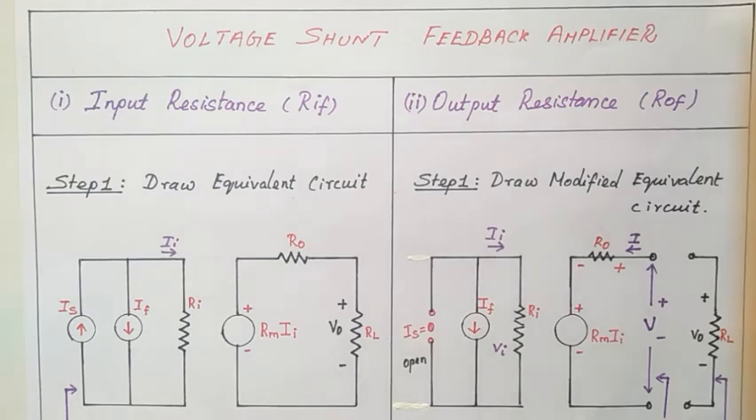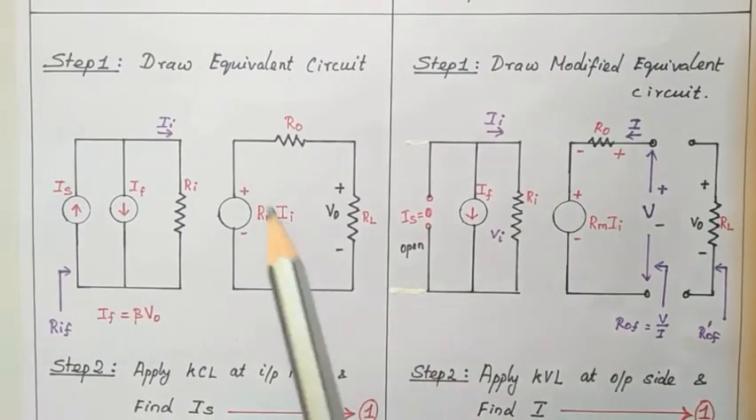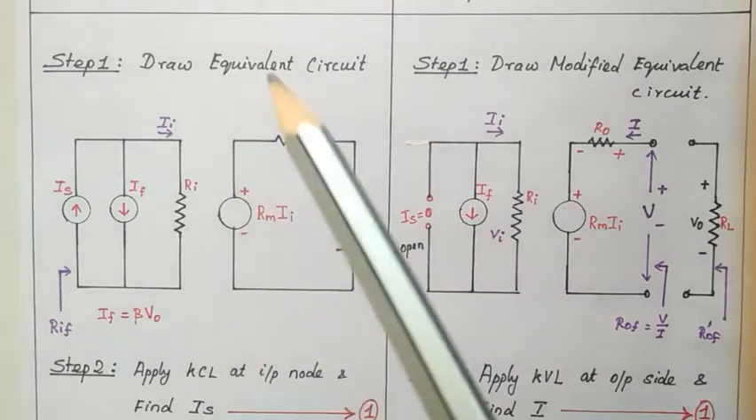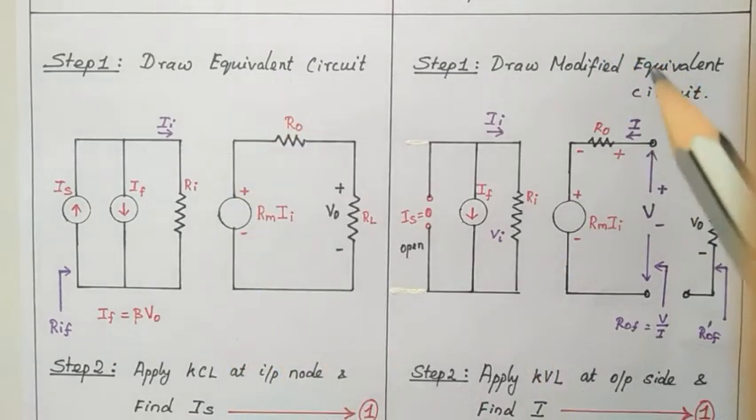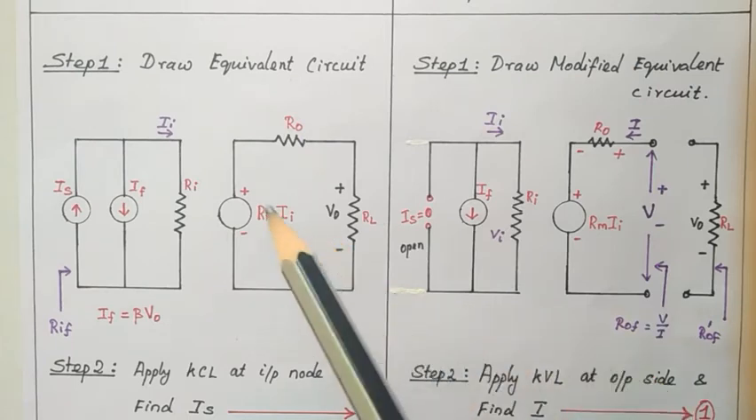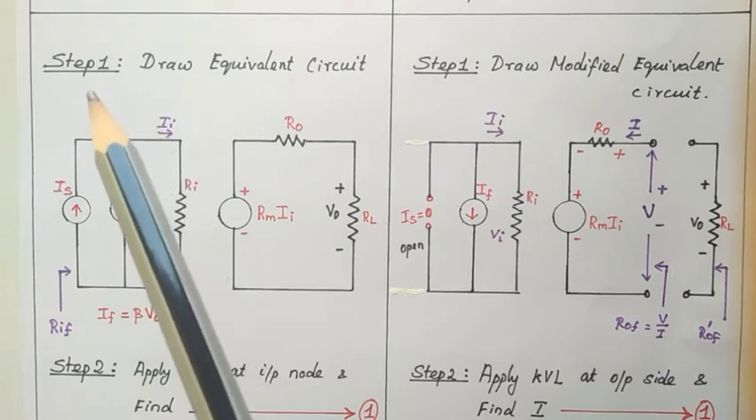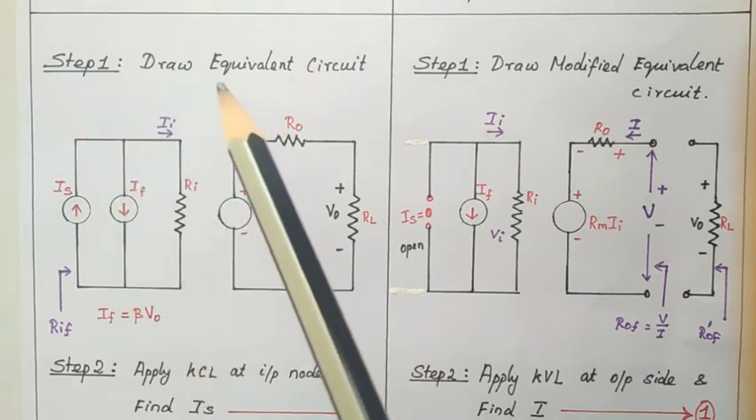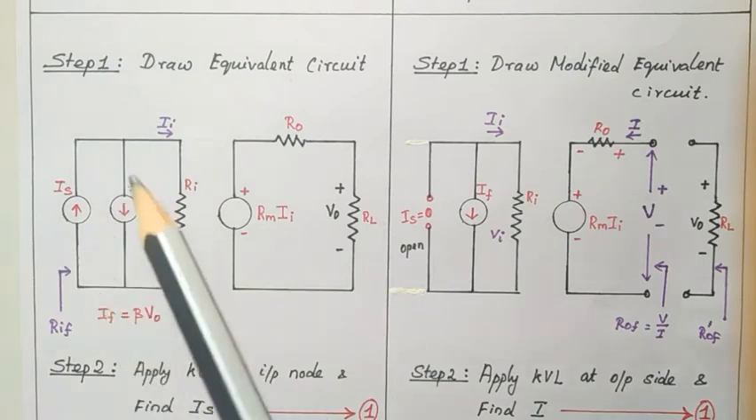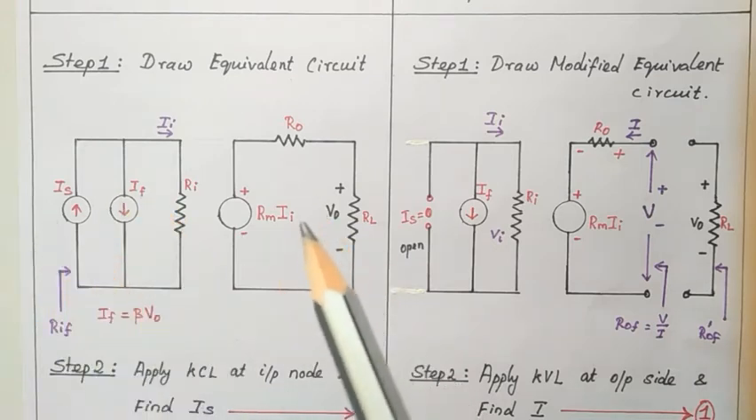So for input resistance with feedback, first we have to draw the equivalent circuit. This column represents the derivation steps for input resistance. This column represents the steps for deriving the output resistance with feedback. For finding the input resistance with feedback, we perform step 1, that is drawing the equivalent circuit. On the input side we have a current source and on the output side we are taking voltage as the sample. Hence we use Norton's equivalent here and Thevenin's equivalent here.